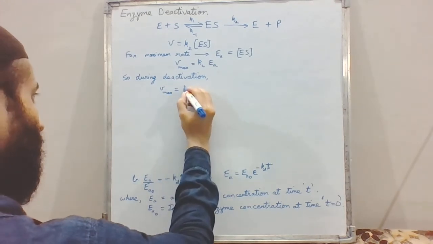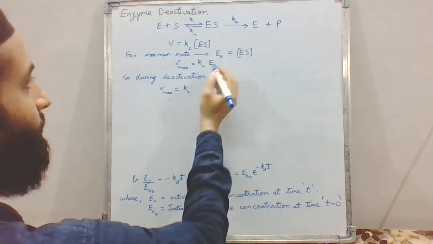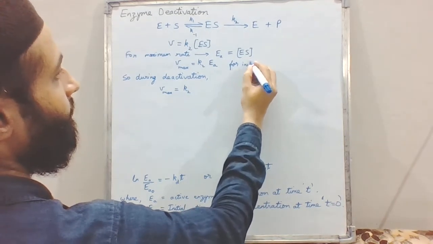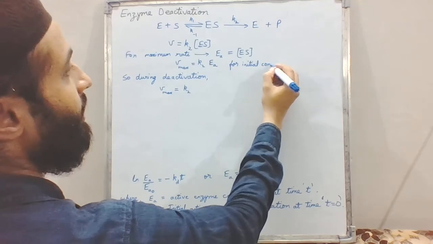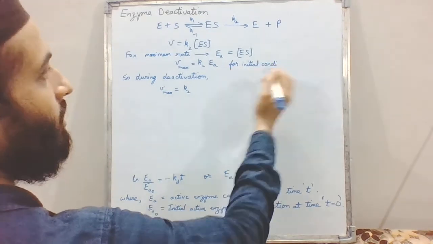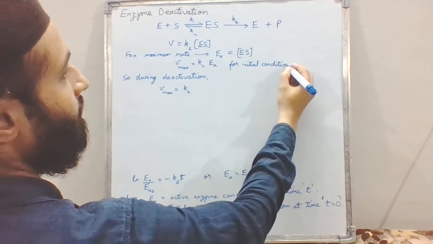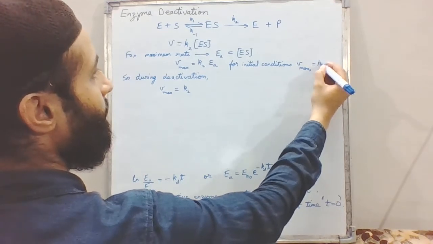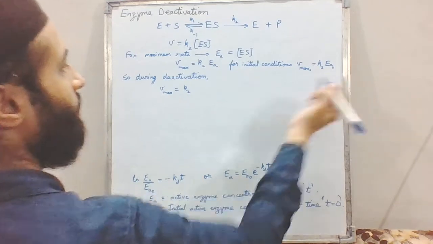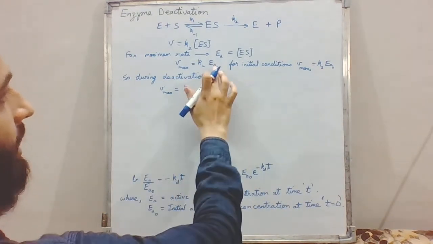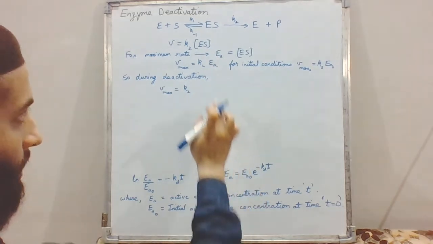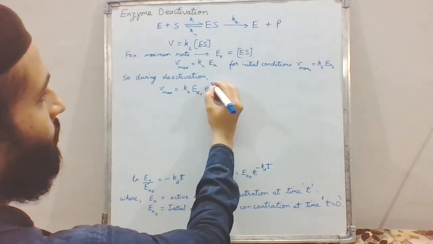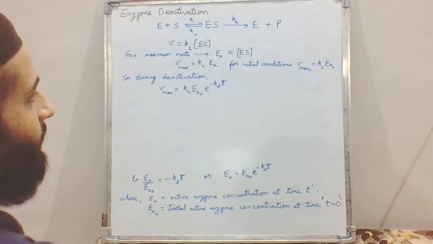Vmax will be equal to K2 Ea, and if we consider it for the initial condition, when deactivation just starts or just before deactivation, we can write Vmax naught equal to K2 Ea naught. Now we can replace Ea from the earlier equation, so this becomes Ea naught e to the power minus kdt.